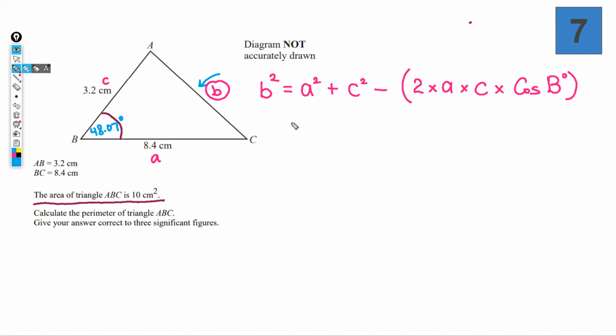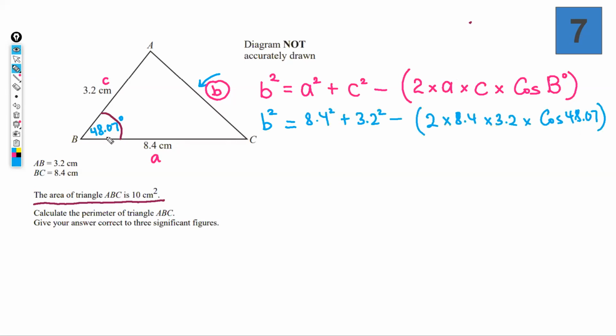All right, so that's substituting the values. I know it's getting late, right? So you want to find b. We have the lengths of a and c. It's on the screen here. 8.4 squared plus 3.2 squared minus open brackets 2 by 8.4 by 3.2. And how much is the angle that we worked so hard to find? 48.07. That's capital B. Type this straight in on your calculator, and some of you are forgetting to square root the final answer.